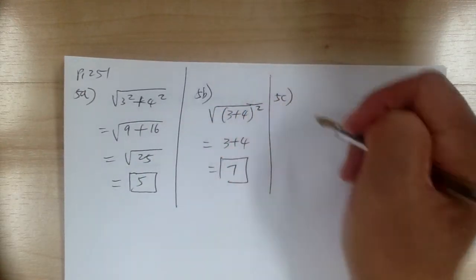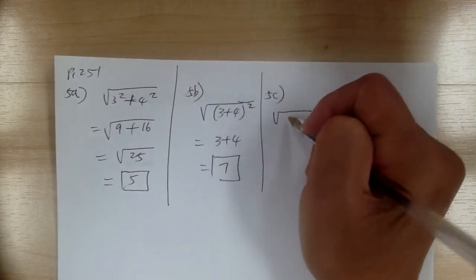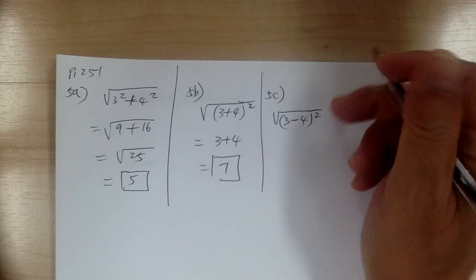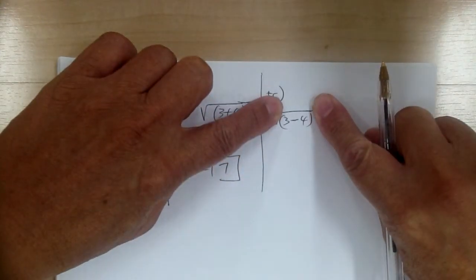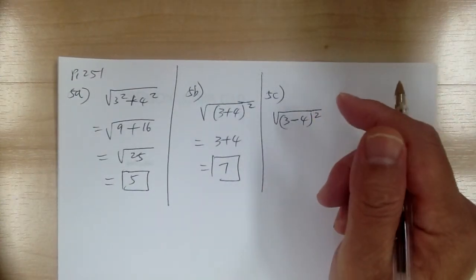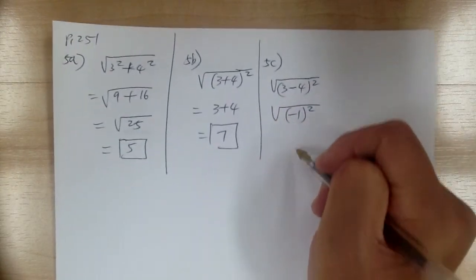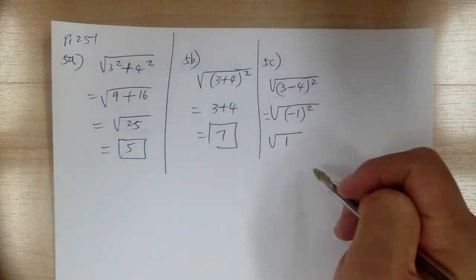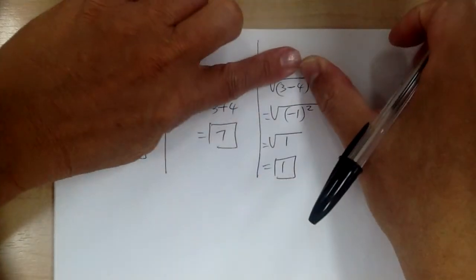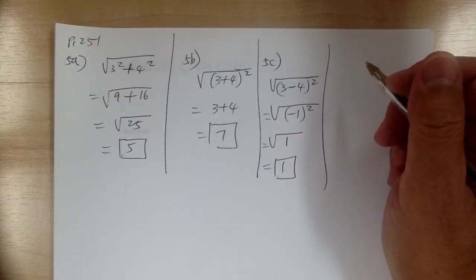Okay, let's go to 5c. You have square root of 3 minus 4 squared. So again, you have to be very careful, right? You don't just cancel that out and end up with 3 minus 4, which is negative 1. That would be incorrect, okay? So again, with a negative, you have to follow the order of operations. So this one, you're going to get negative 1 squared. You square that, and you're going to get square root of 1, right? Negative 1 squared is 1, and this will equal 1. So don't just cancel out and make it 3 minus 4 and equal to negative 1. That would be incorrect. So again, a lot of little things to watch out for.